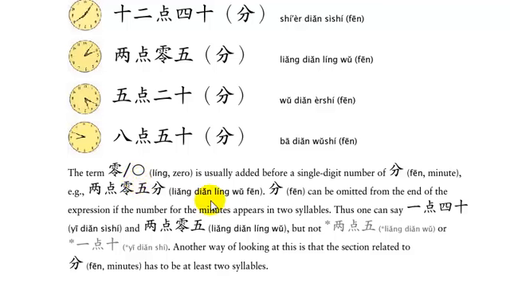Remember to add 零 before a single digit number. So if it's 5:10, you can say 5点10. But if it's 5:08, like we add the O, they add the 零. So it'd be 5点零8. 5点零8.